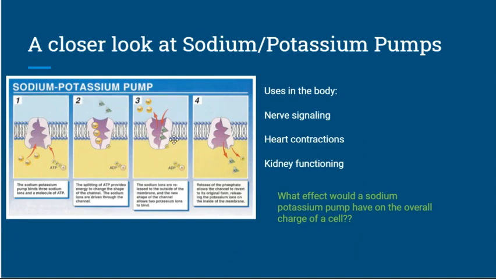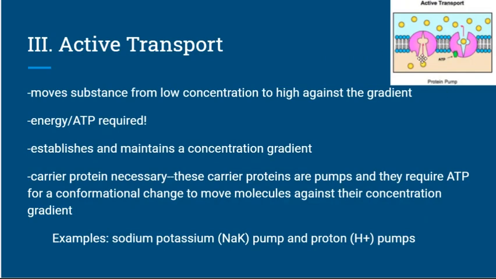So let's think about the charge here. If we have 3 positive sodiums, let's say the blue is going out, and 2 positive potassiums coming in, what is this going to have on the overall charge of a cell? 3 pluses go out, 2 pluses come in. That means the outside is going to be more positive than the inside of the cell. So we're going to have a different charge on the inside and outside. But again, that's how neurons and hearts work. So that's good for them. So that's active transport, whenever we are using some kind of protein and ATP to move from low to high.